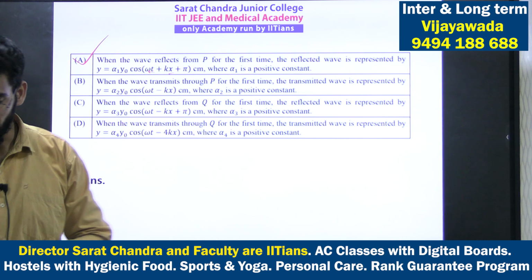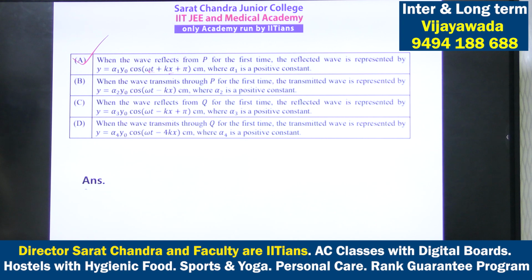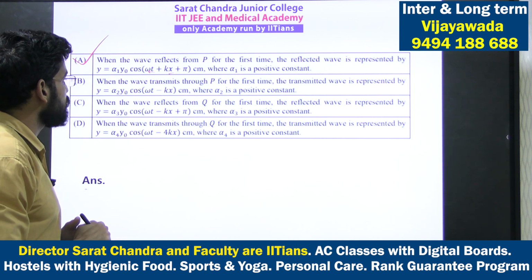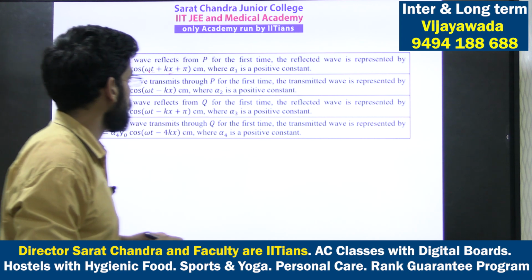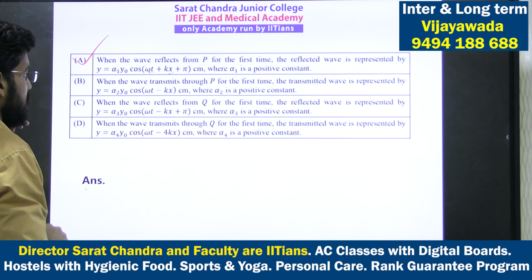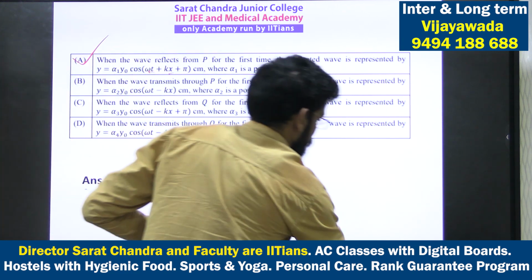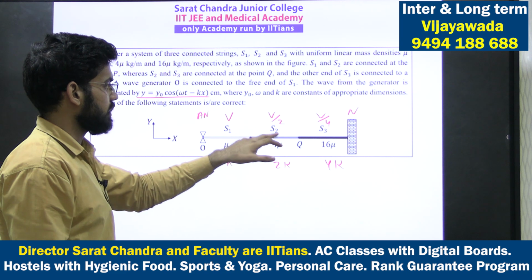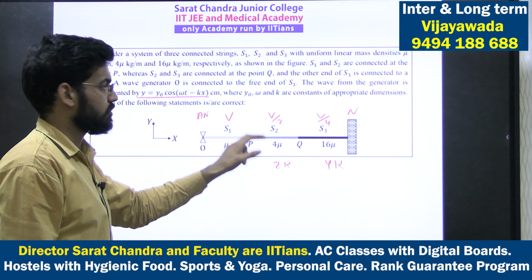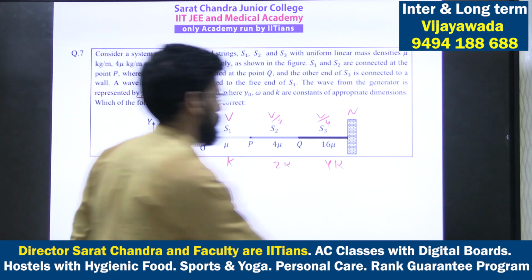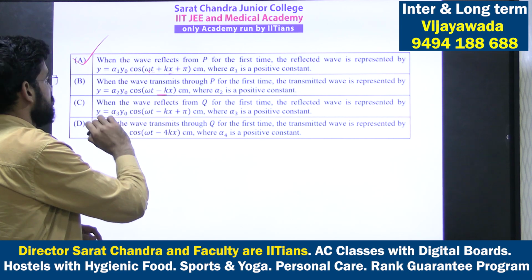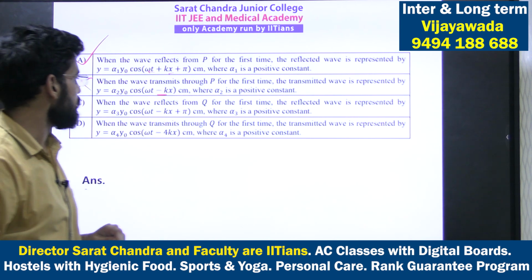Okay, A option is my correct answer. Now next, what he is saying: when the wave transmits through P for the first time, the transmitted wave is represented by this. Transmitted through P means going into S2, so K became 2K, going in the positive direction but becoming 2K. Here he kept K only, so this is wrong. 2K should come.